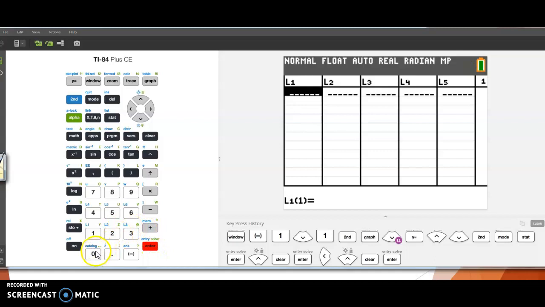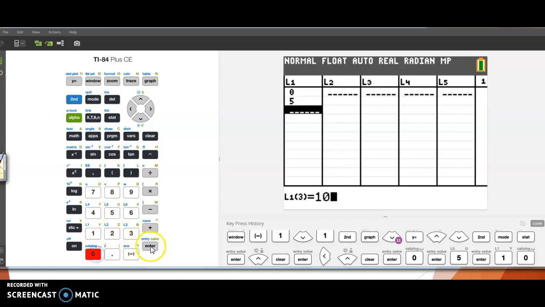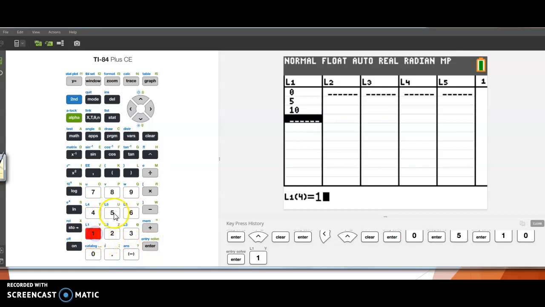All right, so the years we're dealing with are 0, and I have to hit enter after each one of these. 5, 10, and 15. And then the percentages that we had.